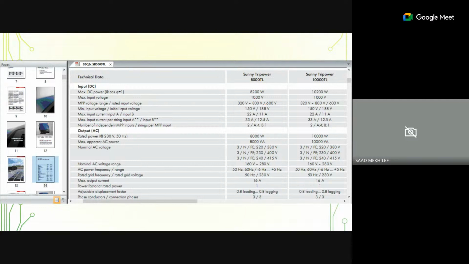800 volts. Okay, but here the maximum, this is for protection, you can see, but the optimum one is around 600 volts. Okay.